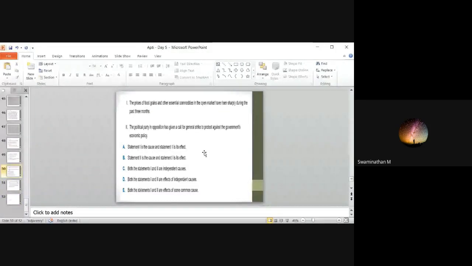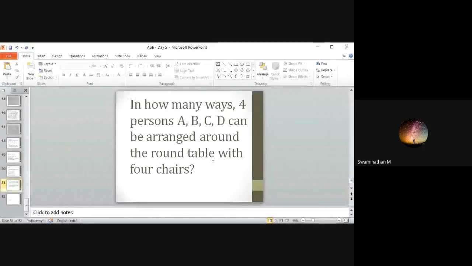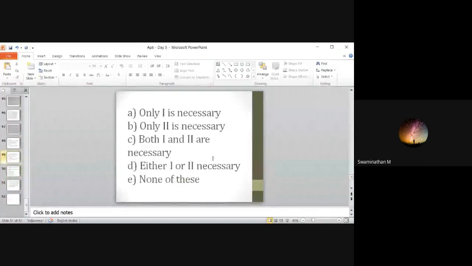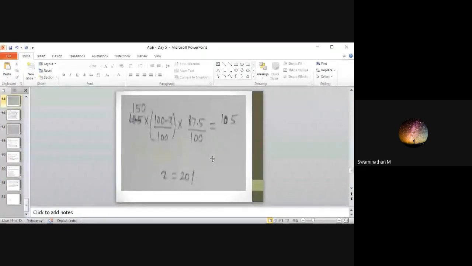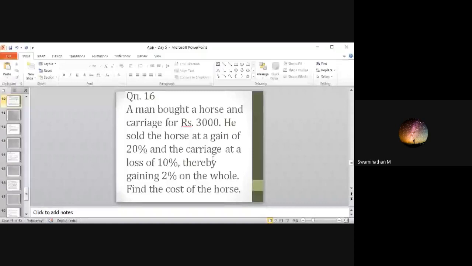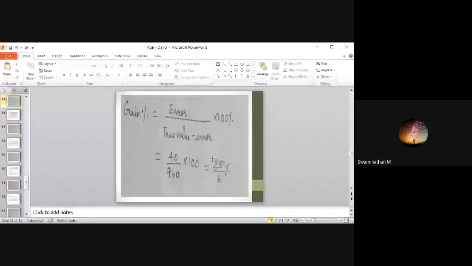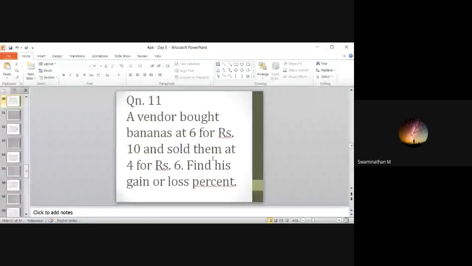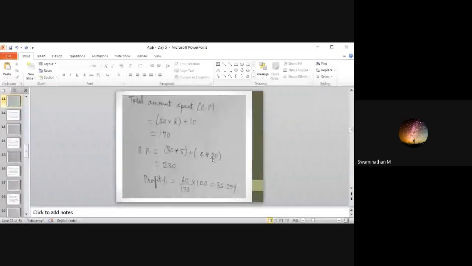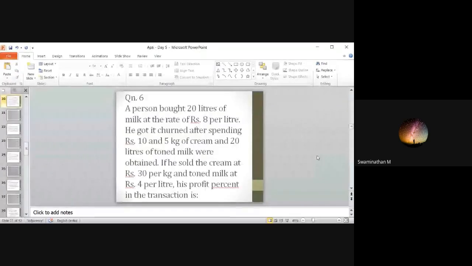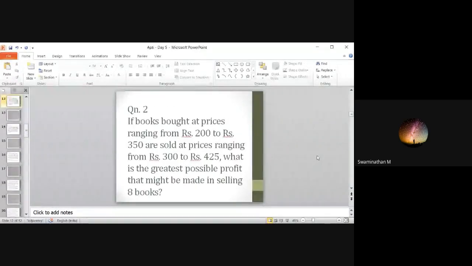A few more problems are also there, like beads problems, how beads are arranged. That type of problems also, and practice for today's session, profit and loss. And that's it for today. If you want me to repeat any question, I will repeat. Otherwise, we shall wind up the session. Any doubts? Shall I repeat any question? Do you want me to repeat or it's clear?